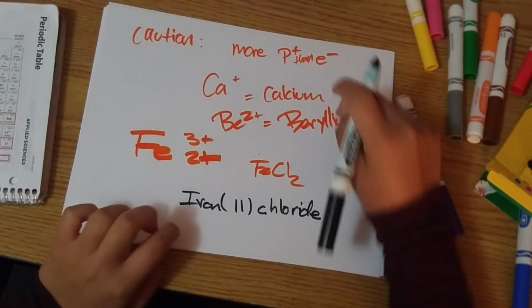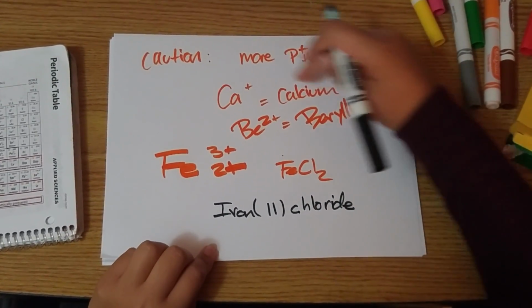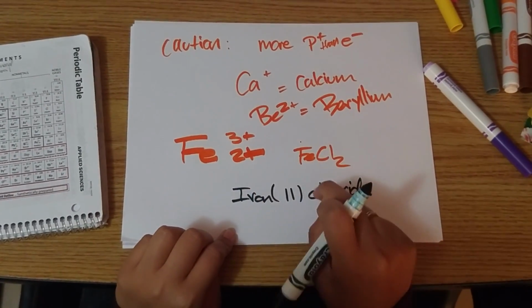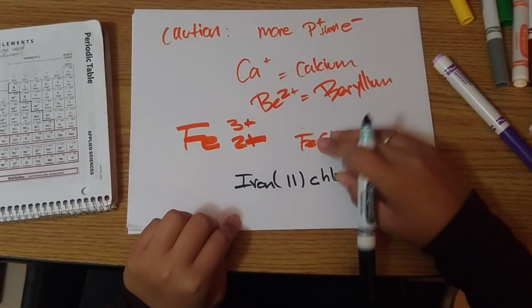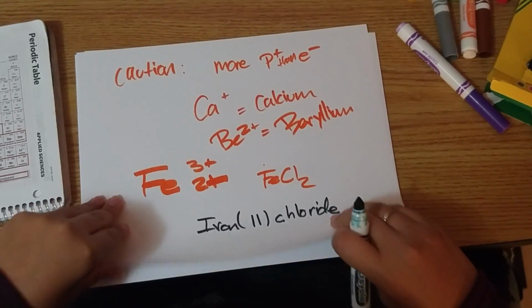To identify the difference between them, just know that the one without the Roman numeral will only have one charge, and when they have two charges, they'll need a Roman numeral, which will be found at the end of the second element or at the end of the element if it's just by itself.